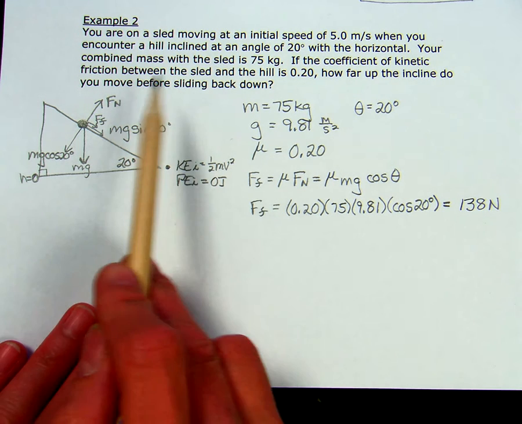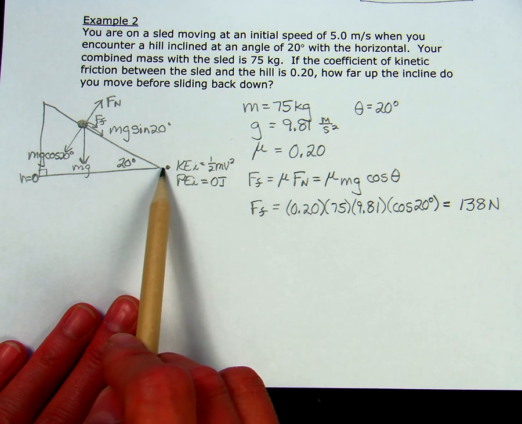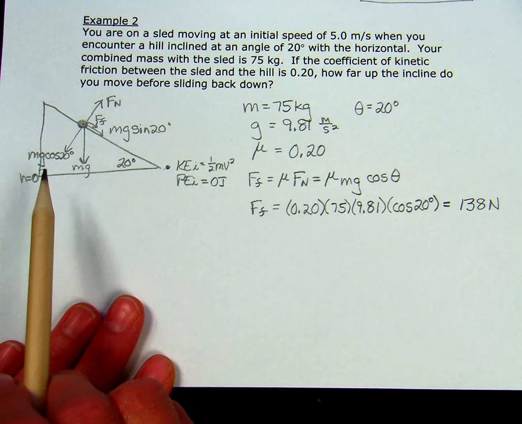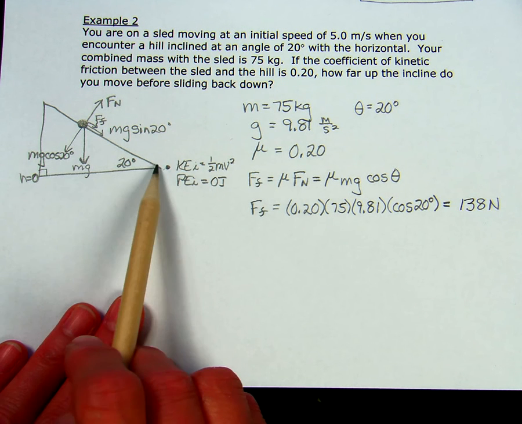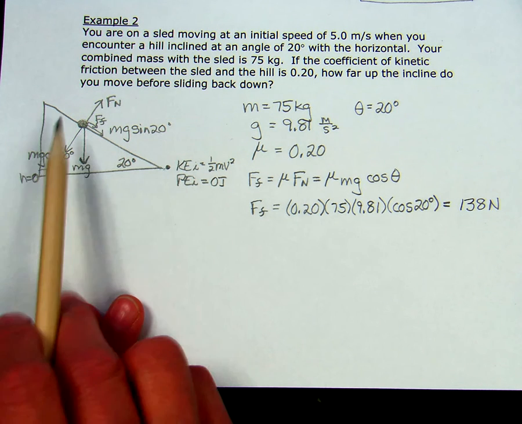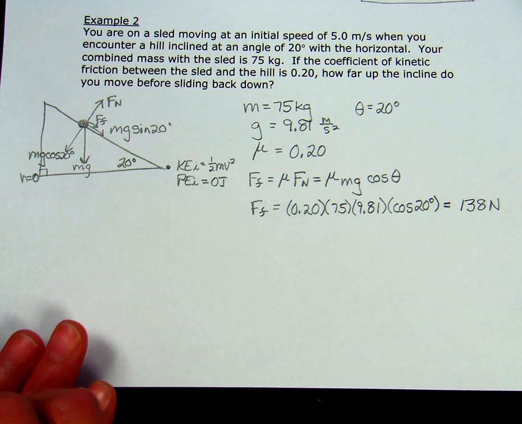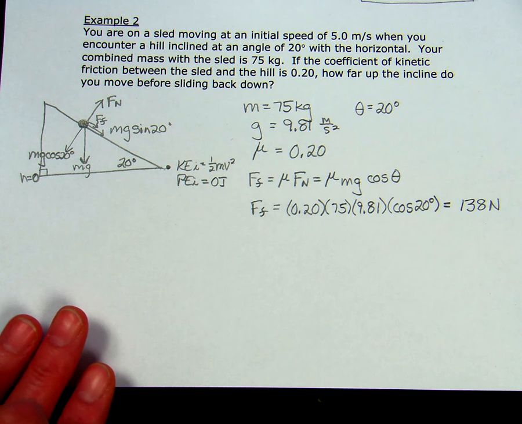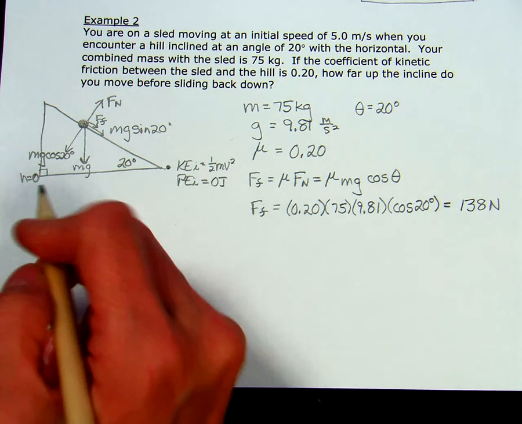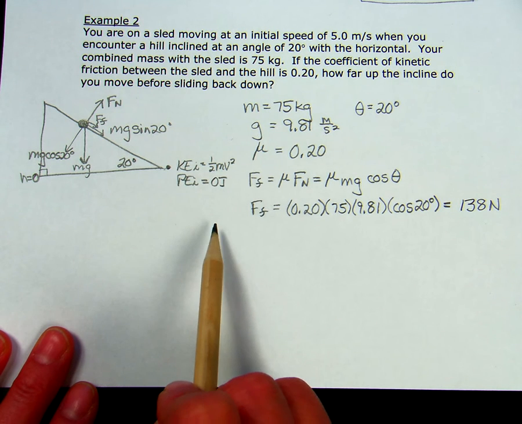You're on a sled that has an initial velocity, and it's going to go up a hill. Eventually, due to friction and the conversion from kinetic energy to potential energy, you're going to reach a certain height of the hill, and then you're going to stop going up. So, if we do this in terms of energy, I have to find the frictional force.